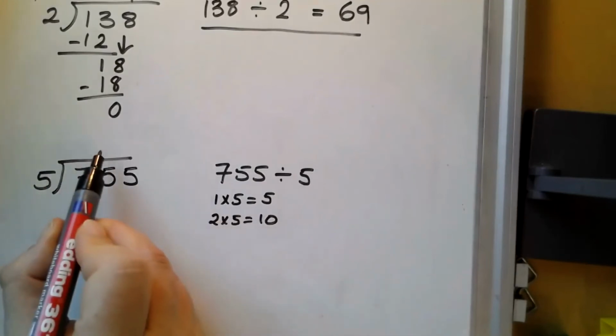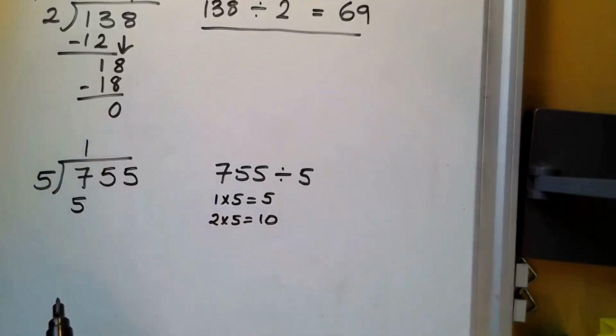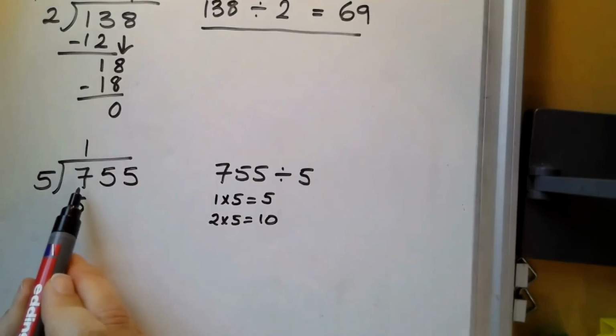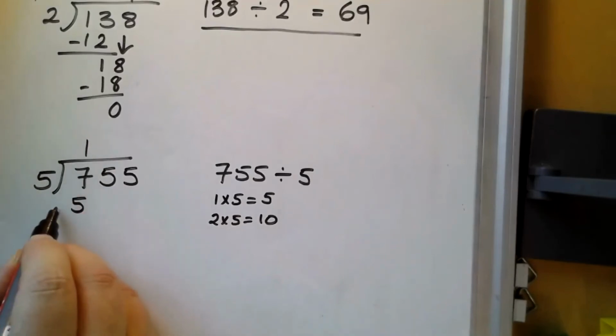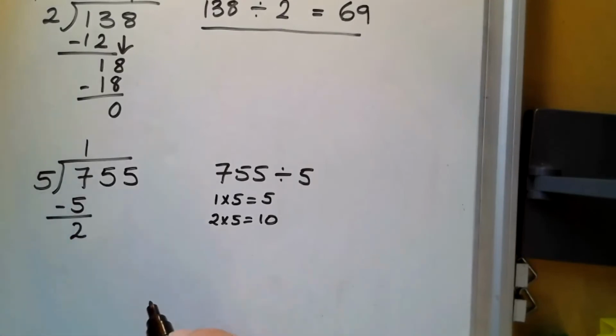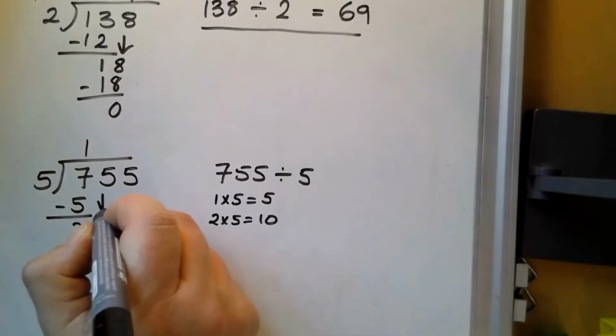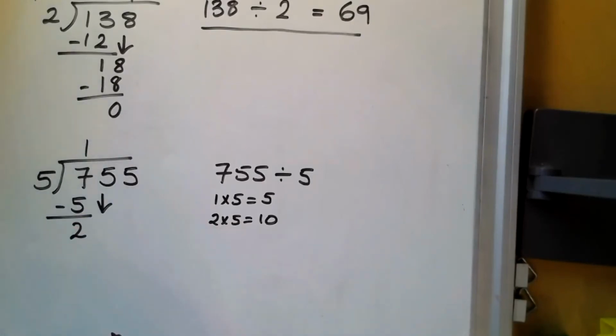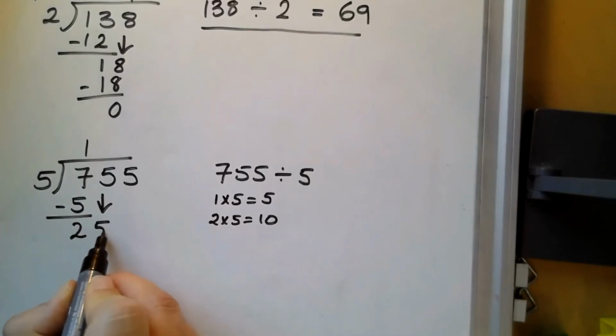5 times 1, so the 1 goes at the top here. We've dealt with that 7. 7 subtract 5, well, that's 2. And what do we do now? That's right, we bring down that 5. So we put the 5 down here.